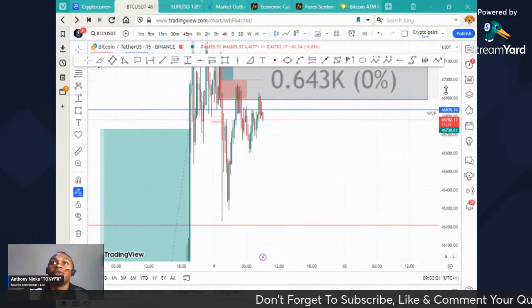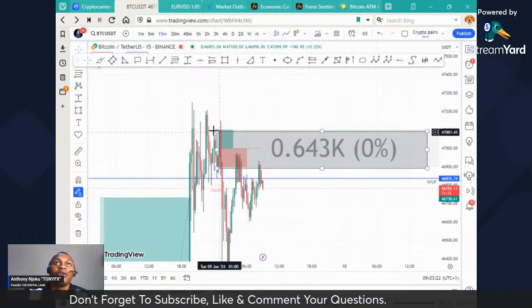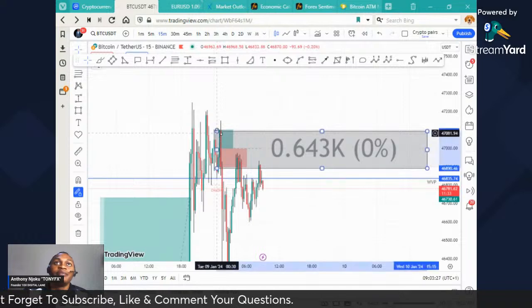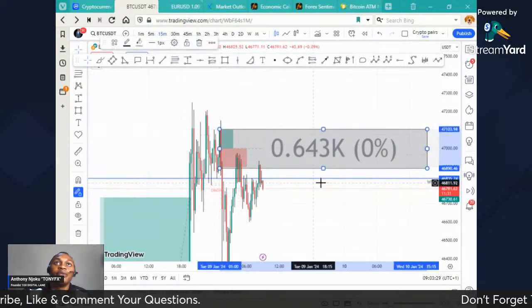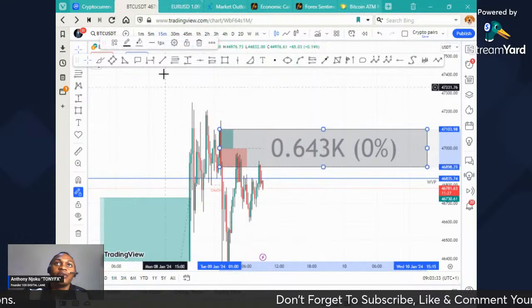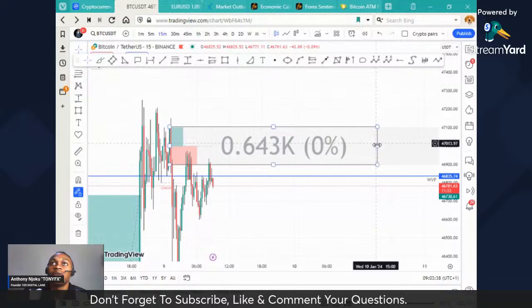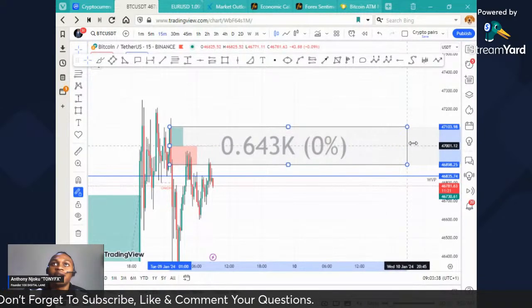So currently on Bitcoin, I see just one order block on the 15 minutes time frame, over here. Okay, so this is what I see.